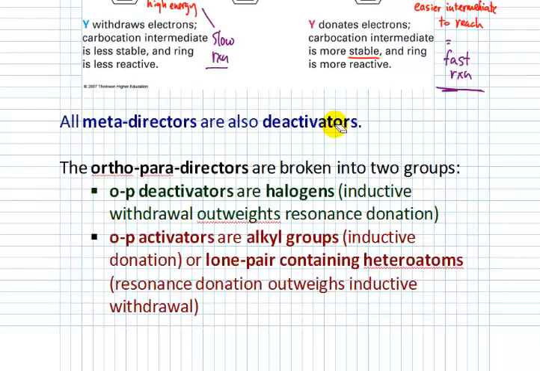Okay. The meta-directors are also deactivators. With ortho-para, there's two groups, right? Ortho-para deactivators are halogens, because we said inductive withdrawal outweighs resonance donation. Even though they have lone pairs, they're electronegative enough that they pull electron density out, and they don't really like to donate their lone pairs that much. Ortho-para activators are alkyl groups, which donate inductively, or lone pair containing heteroatoms, where resonance donation outweighs inductive withdrawal. So for halogens, the withdrawal wins. For everything else with a lone pair, the donation wins.